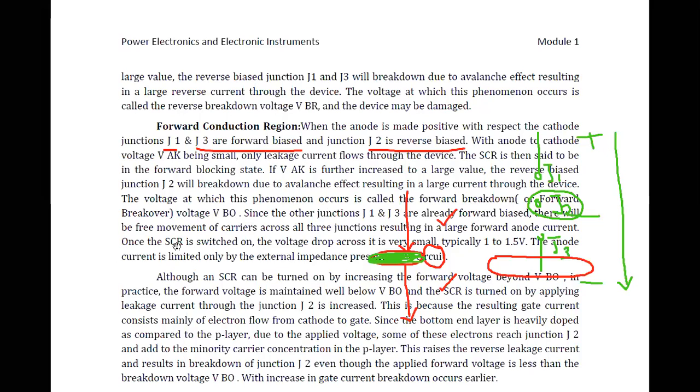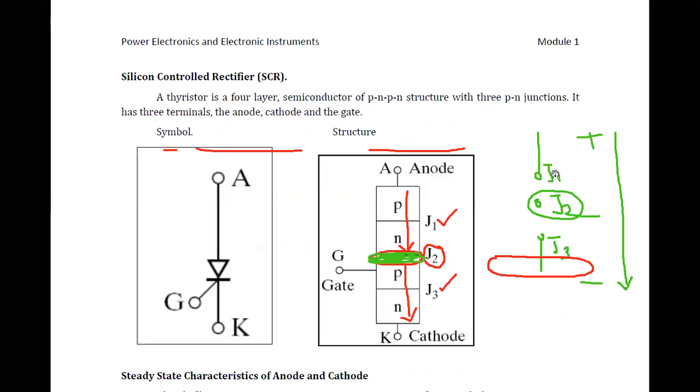Once the SCR is switched on, the voltage across it is very small, typically 1 to 1.5 volt. The current is limited only by the external impedance circuits. Even though the SCR is turned on, I need to apply the gate voltage such that the SCR will turn on by increasing the leakage current through the junction J2. I will just show you how this is happening now. Just look at this particular figure here.